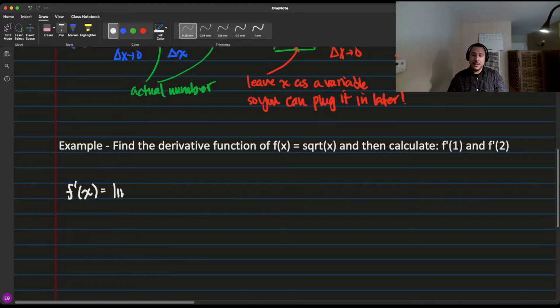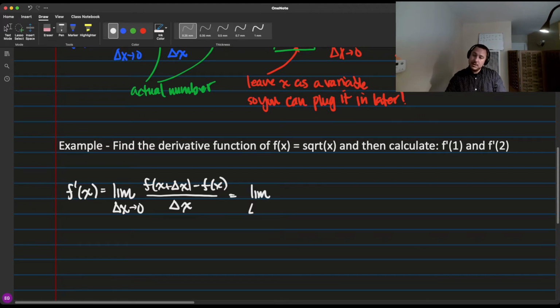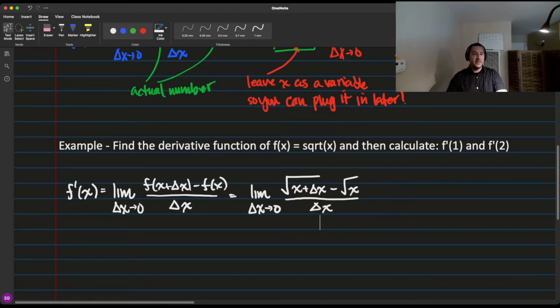So how does this work? Like I said, we use the difference quotient definition. We're going to do the limit as delta x goes to 0 of f of x plus delta x minus f of x, all over delta x. So we plug everything in. We're going to do the limit as delta x goes to 0 of, now f of x plus delta x is the square root of x plus delta x, minus f of x is minus square root x, all over delta x. So notice my first step is literally just plugging in what f of x is.